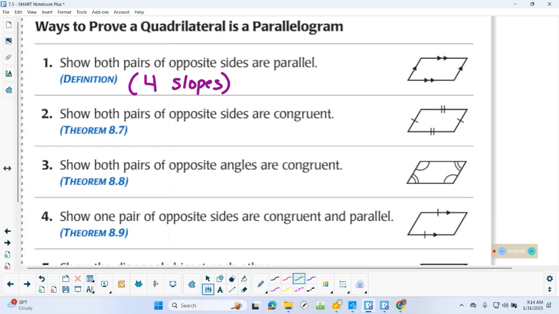Okay, I don't like number 2. Both pairs of opposite sides are congruent. If I want to show these are the same length, this is a bad one. I try to avoid this one like the plague because you have to do 4 distance formulas. Ooh.